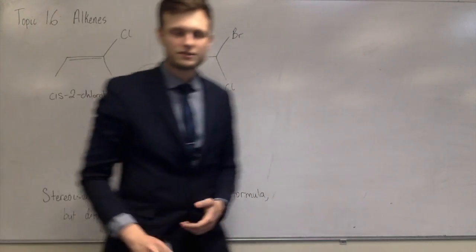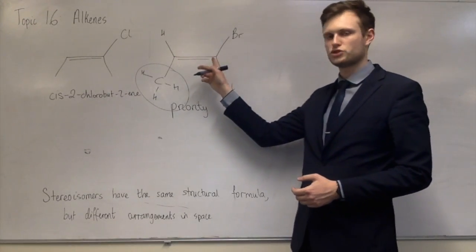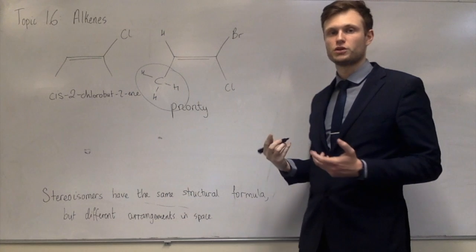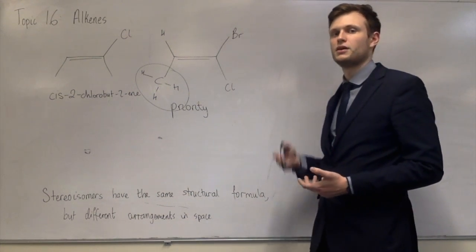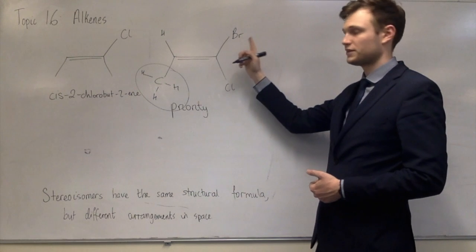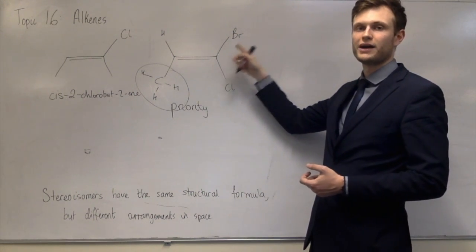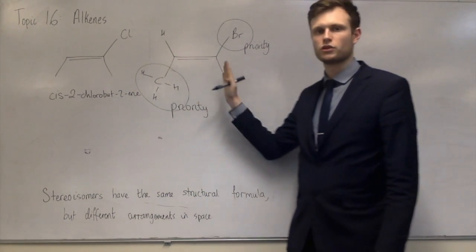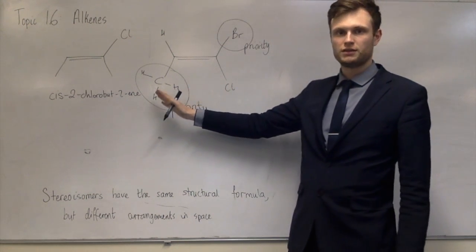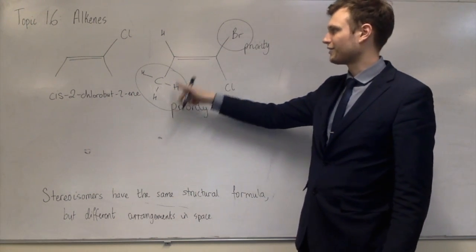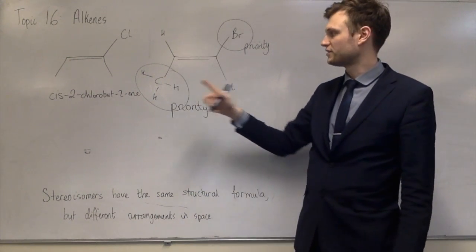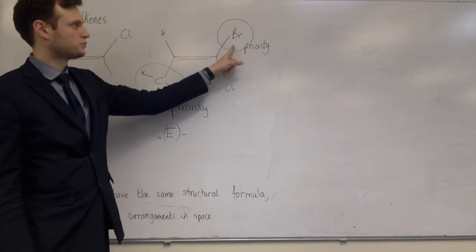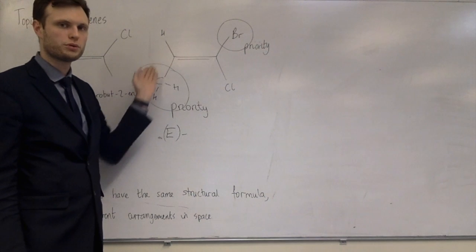And then I do the same on the right-hand side. I look at the two atoms which are bonded to the carbon on the right-hand side, bromine and chlorine. Whichever one of those has a higher relative atomic mass, that's the one that takes priority. In this case, that's bromine, and so bromine has priority. And so once I've established which one on the left-hand side has priority and which one on the right-hand side has priority, all I do is look at their orientation, and they're on opposite sides of the double bond. So this is E. And the rest of the name is exactly as before. So this would be E-1-bromo-1-chloroprop-1-ene.